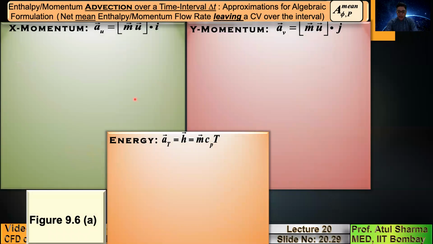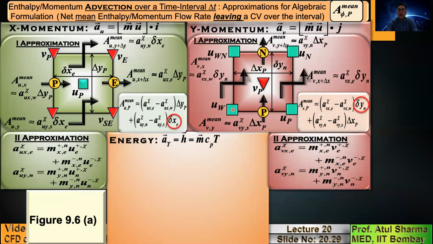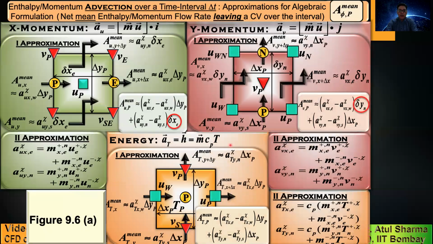So finally, this slide shows you, I initially showed you separately the x momentum flow rate balance, the y momentum flow rate balance, and the enthalpy flow rate balance. And here I am showing you together. So here, finally, you obtain net x momentum flow rate leaving across the surface of the control volume. This is for y momentum flow rate leaving across the surface of the control volume. This you had applied on a green control volume. This you had applied on a red control volume. And for enthalpy flow rate, you consider the yellow control volume, and you calculate the net enthalpy flow rate leaving across the surface of the control volume.